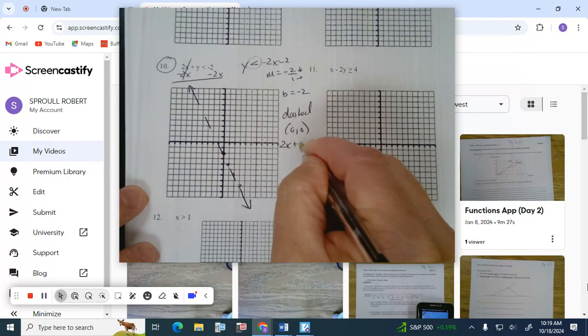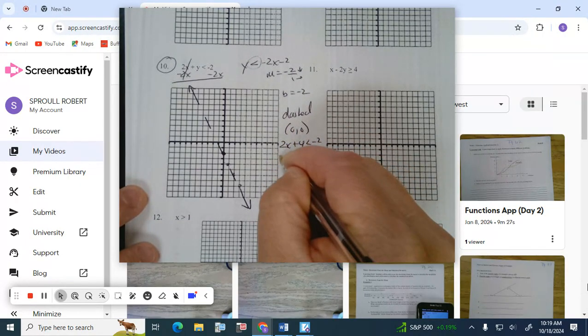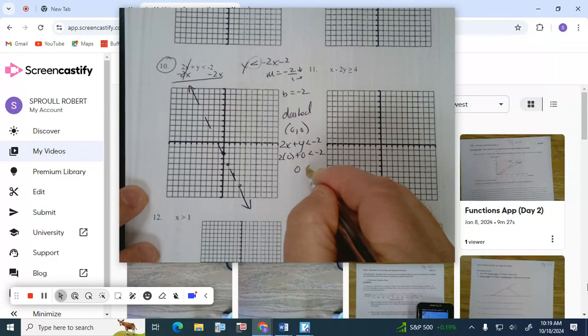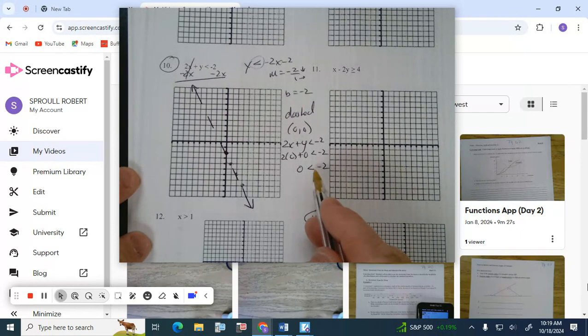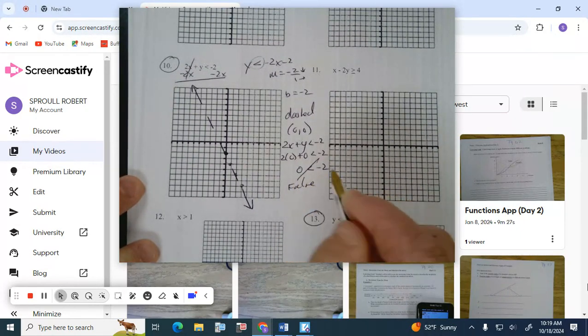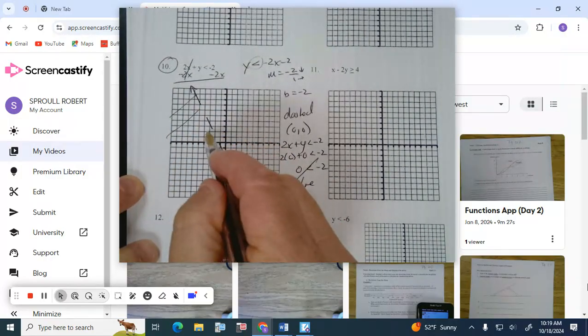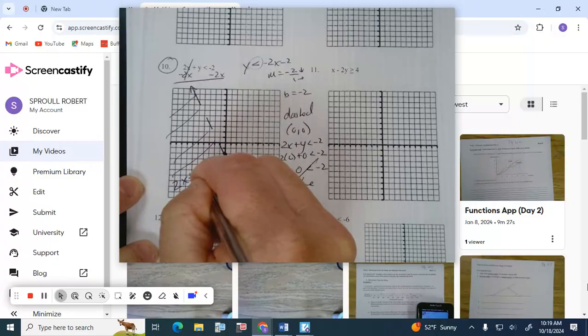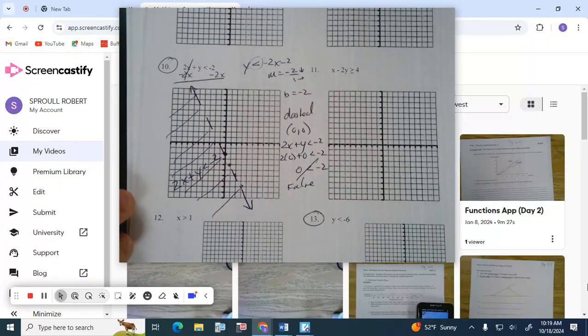Start with my original inequality. So I get 2 times 0 plus 0 less than negative 2. So 0 is less than negative 2. Is 0 less than negative 2? No, it is not. That's false. So I'm going to shade the other side of it, where 0, 0 wasn't. And then I'm going to label it with the inequality right in that shaded area.